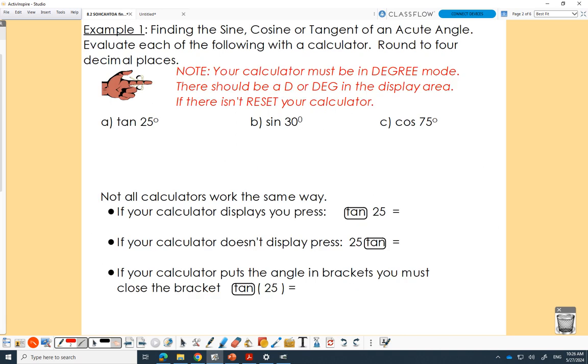Example 1. Find the sine, cosine, and tangent of an acute angle. Evaluate using your calculator. As it turns out, your calculator knows all the triangles. As soon as you hit sine on there, it immediately starts drawing opposites over hypotenuse in its brain. It goes, I'm ready for you. That is not how it does it at all. But it's fun to think of it that way, that the calculator's busy doing calculator things.